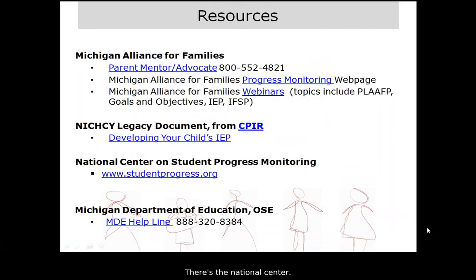There's the SIPR document, which really is a nice piece that talks about, from the beginning to the end, kind of what I talked about. They have a lot more information in it. There's the National Center on Progress Monitoring, and the MDE helpline is always there to ask questions. I would go with the Michigan Alliance resources first. They're quicker, they're easier, they're right there with you. You can get a hold of them.